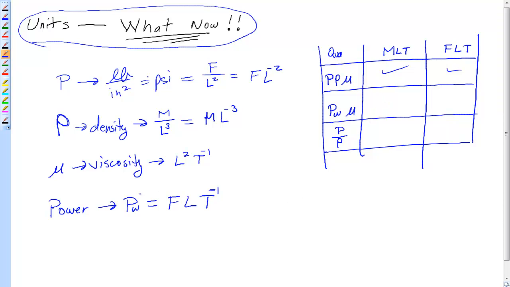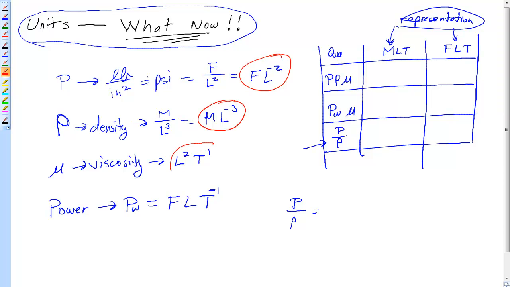Well, how would we do that? First, we have to recognize these are the representation. So here's our representation. We're looking at not the system, but now the representation. We want an FLT representation of it or an MLT, not both. Now, let's look at, say, this one. Pressure over density would be nothing more than, and here are the values that we're tying to our symbols.